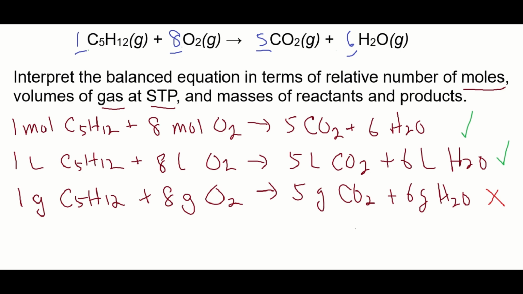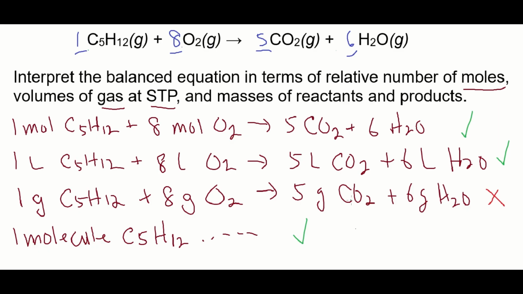Let's see. You can also interpret these as molecules if they are molecules. In this case, these are all molecules. So you could say, for example, 1 molecule of C5H12 reacts with 8 molecules of oxygen to produce 5 molecules of carbon dioxide and 6 molecules of water. That's fine too. And if these are not molecules, you can use whatever representative particles they are, such as atoms or formula units if they're ionic compounds.